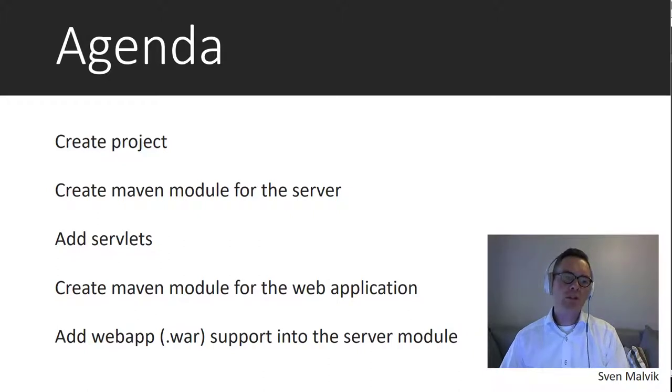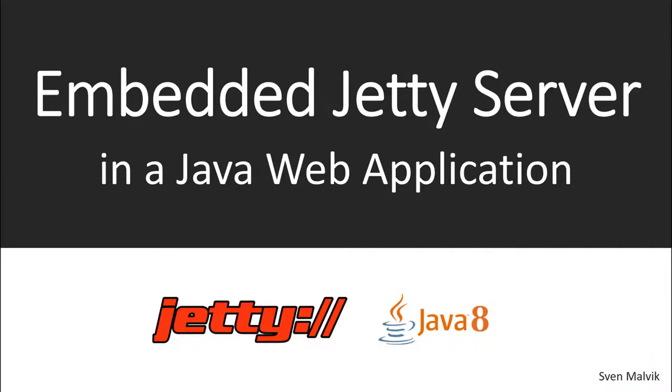At first, we will create a Maven project, going on creating the Maven module for the Jetty server, adding some servlets, and then going over to creating the web application module. This one will be very easy, very simple, just containing a simple index.html web page. At the end, we'll build the WAR file and connect it to the Jetty server.